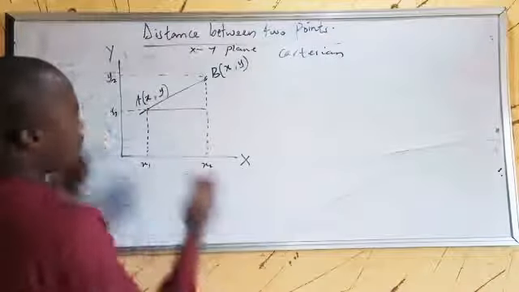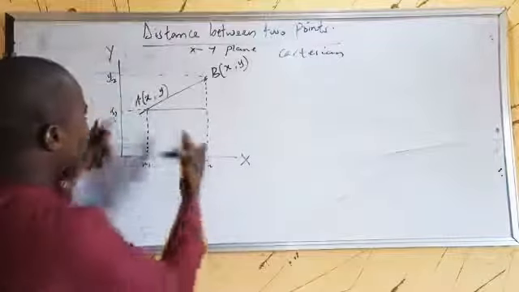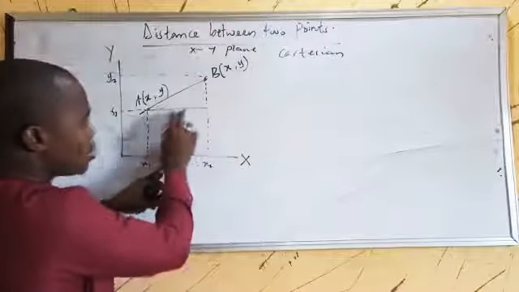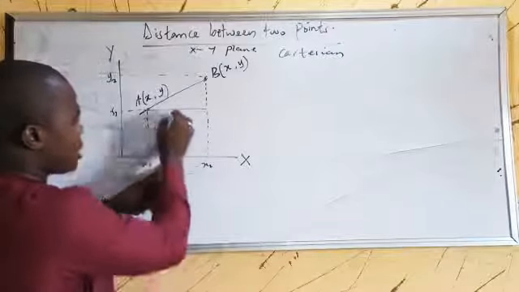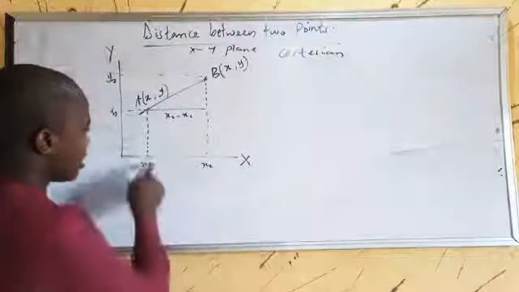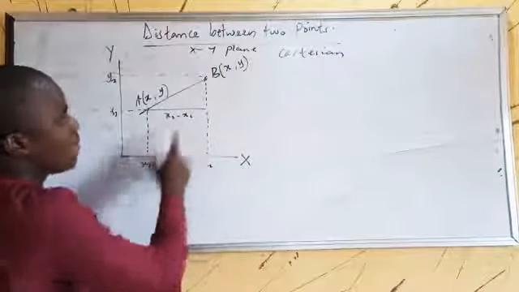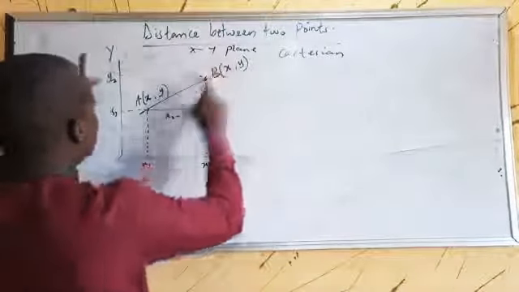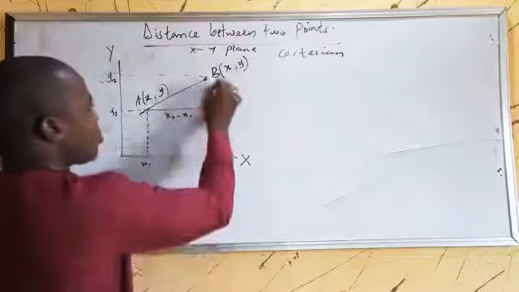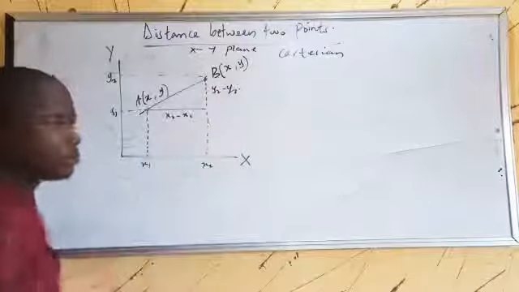So from here, you can see that this will actually be this. To know this one, it will be x2 minus x1, because we want to know the distance from here to here. Then the distance from here to here, you can see that it is the same thing as this from here. So this will be y2 minus y1.